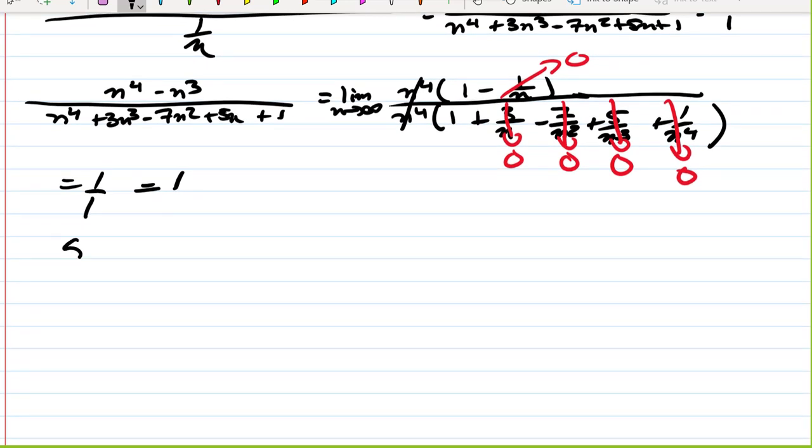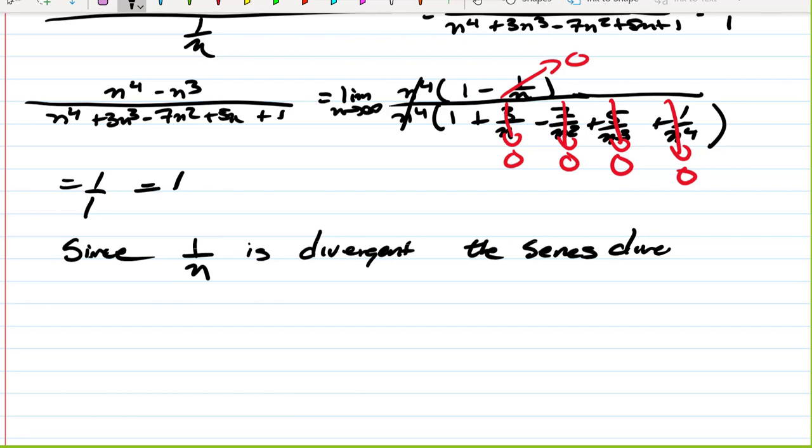So since the sum of 1 over n is divergent, the series diverges by limit comparison.